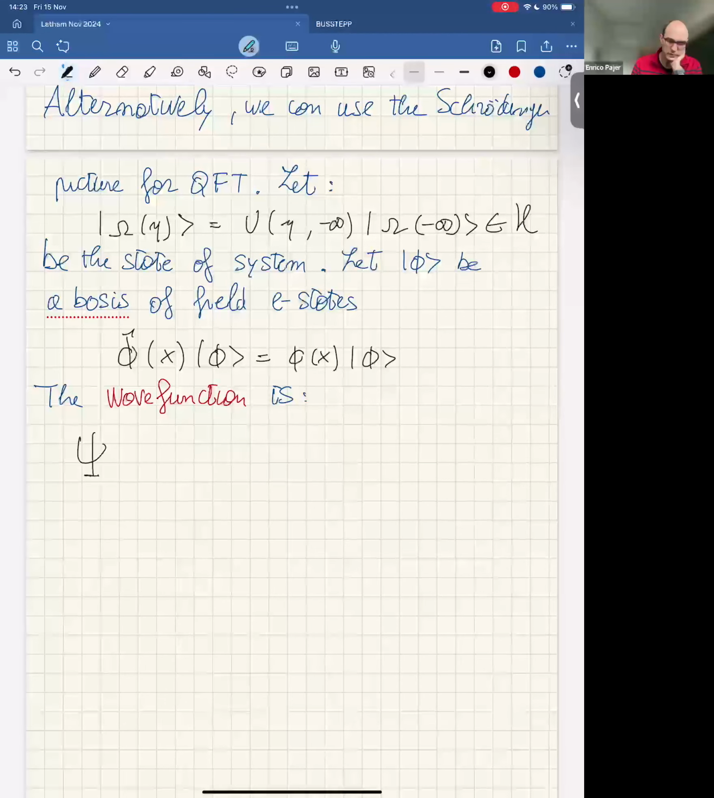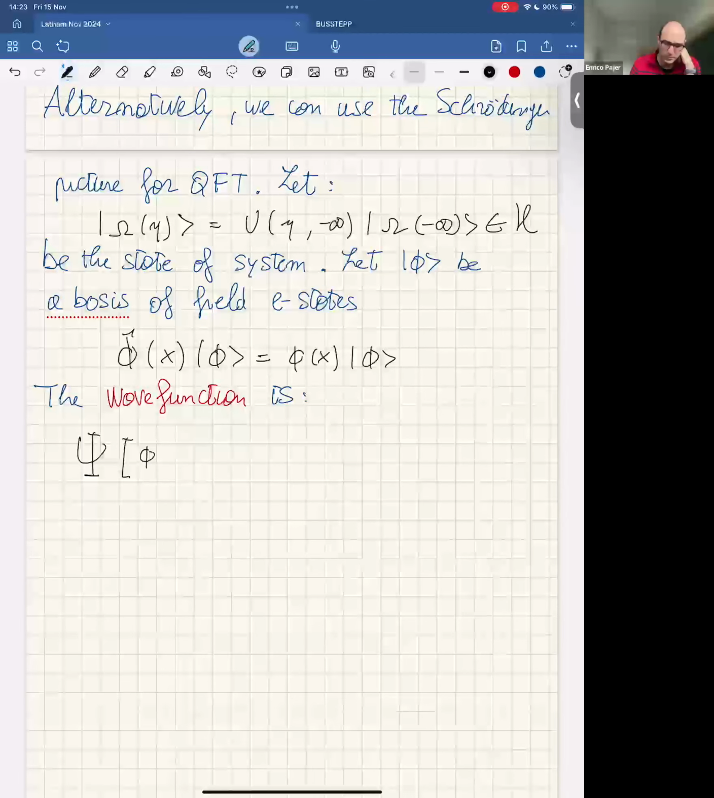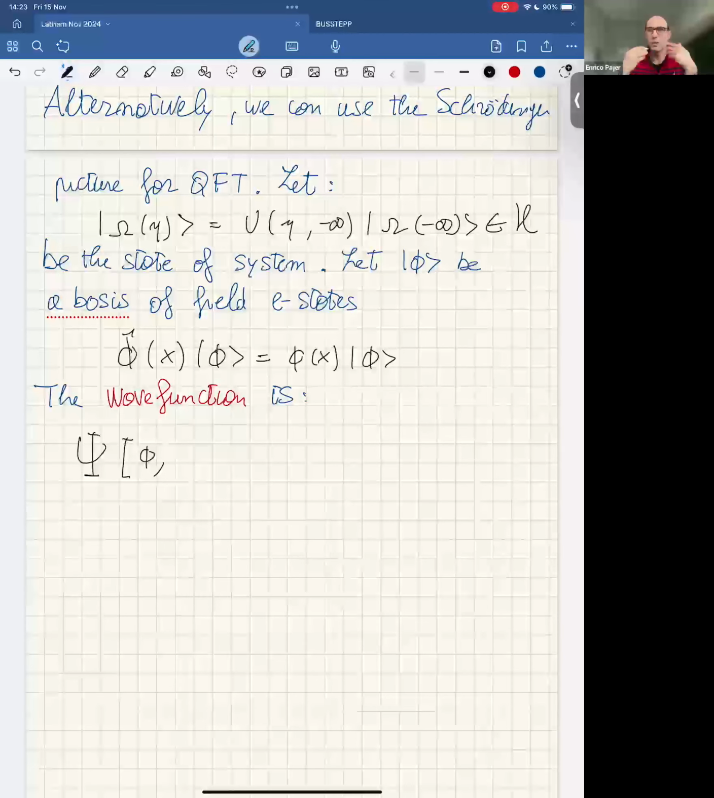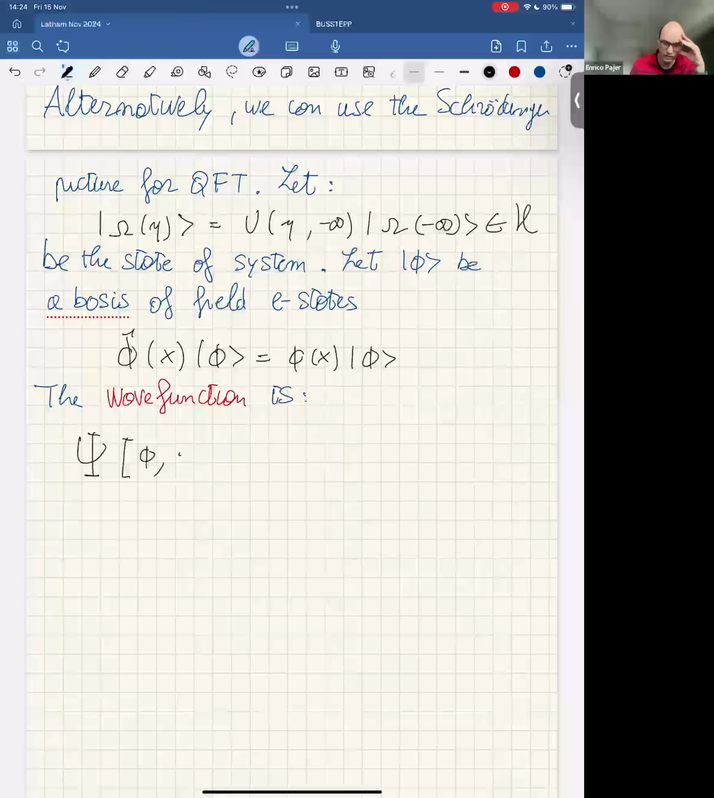Okay, since sometimes it's hard to talk about vectors in a Hilbert space abstractly, we like to think about vectors in a given basis. And since the basis depends on all possible functions phi of x, when you project it on this basis, it becomes a functional of those functions. So this functional is called the wave function. It's just the projection of that arbitrary state at time eta onto this basis.